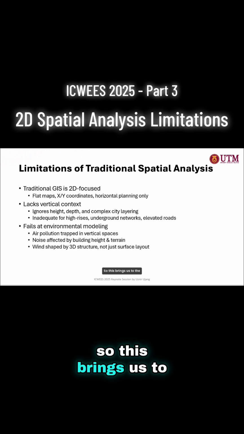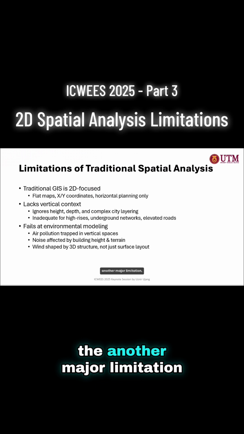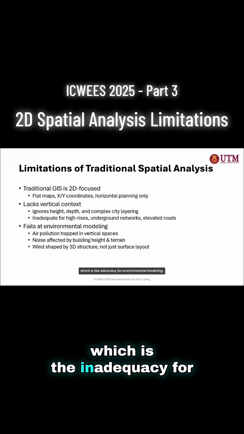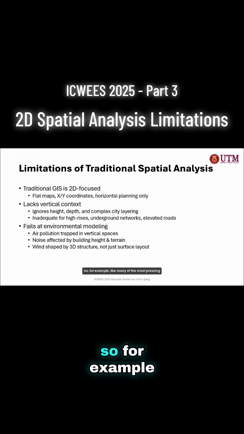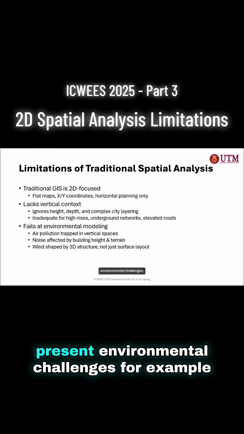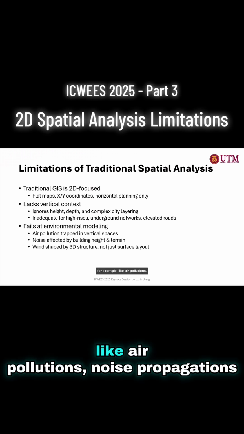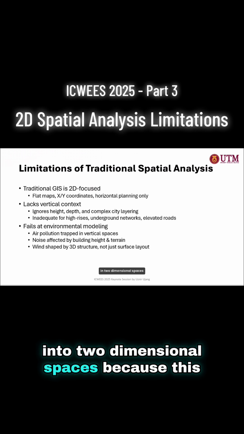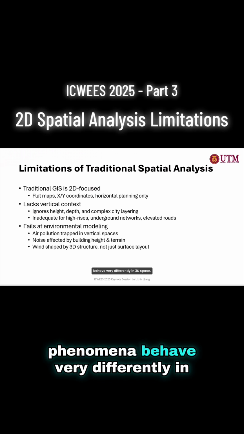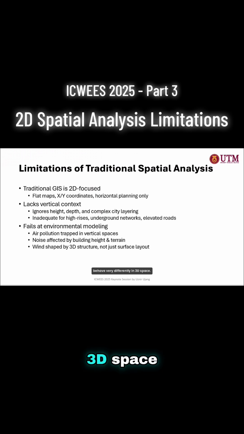So this brings us to another major limitation, which is the inadequacy for environmental modeling. For example, many of the most pressing environmental challenges, like air pollution, noise propagation, and also wind movement, cannot be accurately modeled in two-dimensional spaces because these phenomena behave very differently in 3D space.